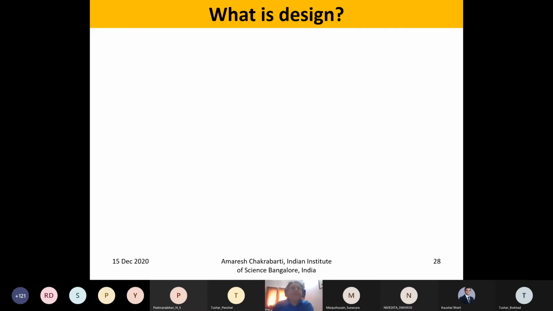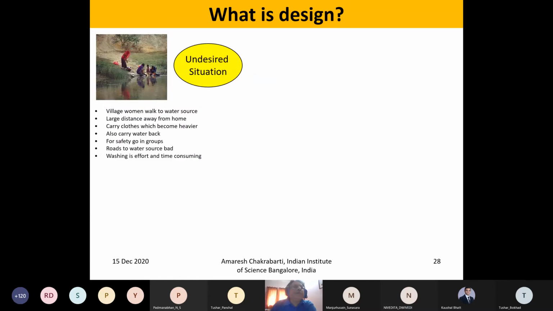It is actually a very simple definition. You always start design with something that you don't like. For instance, village folks in India often have to walk a long distance in order to get to the nearest water source to do their daily chores. And this is something that many of us would think is undesired. Why do they have to walk a long distance? They have to carry clothes and other things, and it becomes heavier. They also have to carry water back. There may be safety issues. The roads may be bad. Washing is effort and time consuming. And you can come up with a longer list.